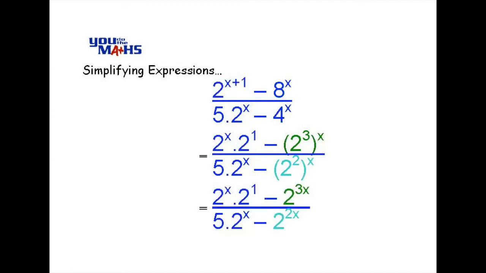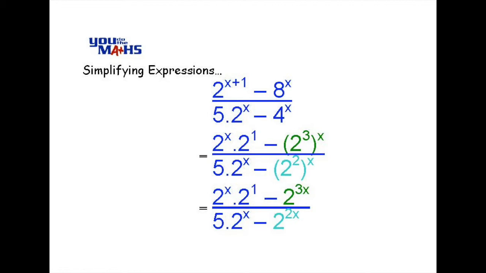In the next line, what we'll do is take the powers which are outside of a bracket, and as the index law says, we can multiply those powers together. So 2 to the 3 with an x outside the bracket becomes 2 to the 3x, and likewise in the bottom line we get 2 to the 2x. Ultimately what we're looking to do is factorise out some expression so we can do some simplification, and it appears as though if we can get a common base of 2, that might be the best way to go.